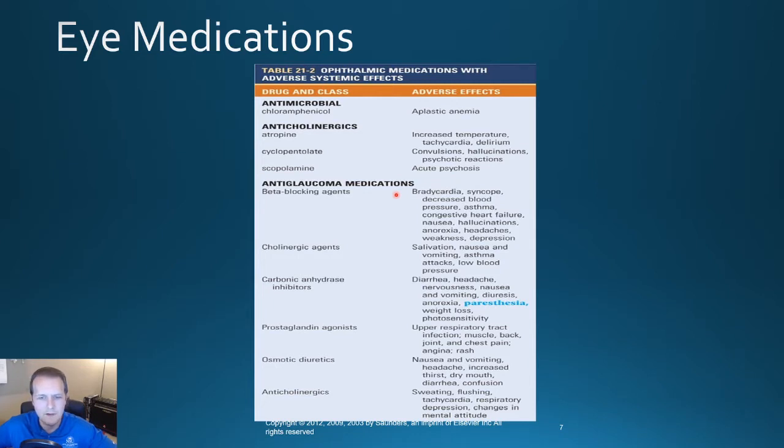Beta blocking agents actually will block beta receptors, which are normally acted on by things like epinephrine, which is released from your sympathetic nervous system, norepinephrine as well. And so if you block those receptors on the heart, you tend to cause a slowdown sort of effect. So you can see things like bradycardia, which is slow heart rate, and low blood pressure. You can see things like worsening asthma due to some of the beta receptors in the lungs being affected. And again, that's just from a medication applied directly to the eye. So it's important to understand that even though it is going in the eye, it could cause more systemic sort of effects.